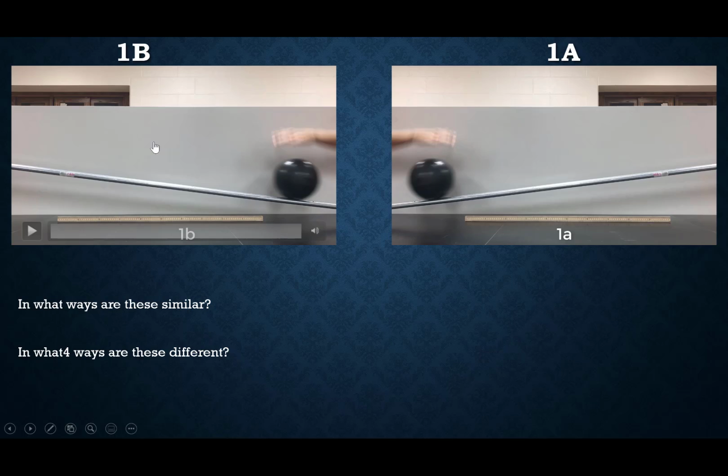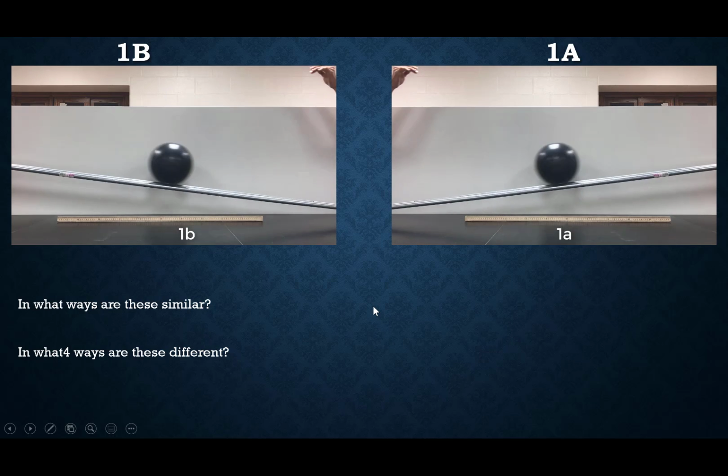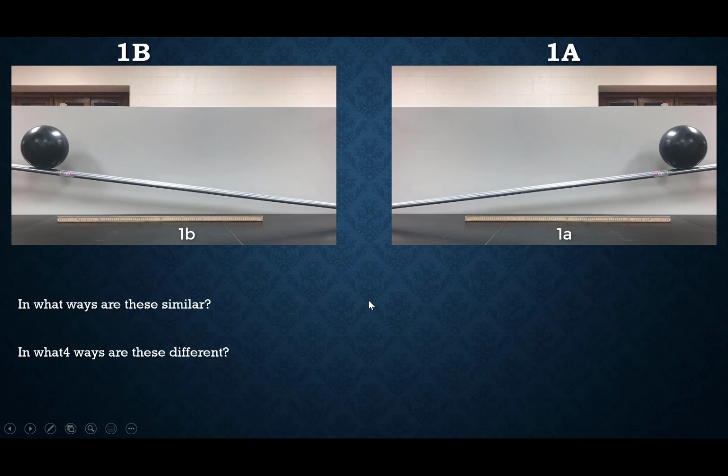So what I have here are the two one videos, 1A, 1B. A couple things that you can see that are similar. First off, they both start at the bottom at the ramp. That's near the origin where you're supposed to set it. They both start off with a high velocity, going very quickly, and then eventually slow down, come to a stop.